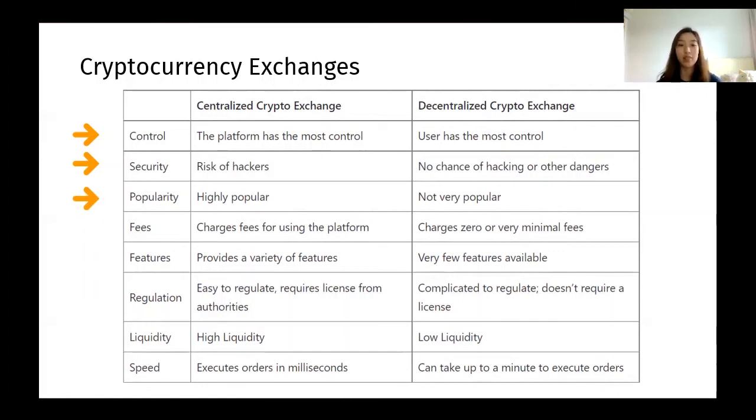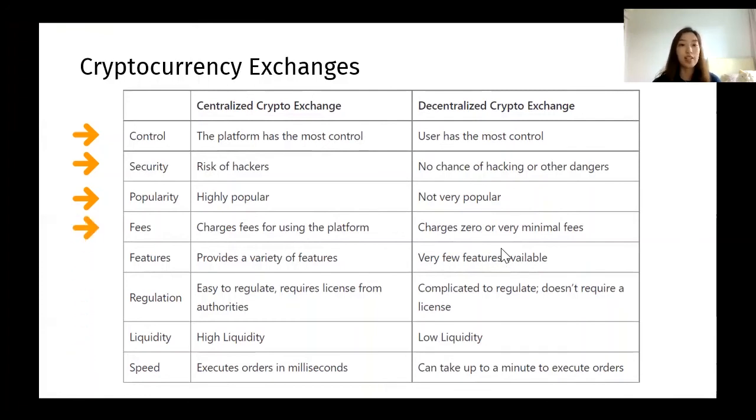Next, popularity. Currently, centralized crypto exchanges are more popular because they entered the market first. And even though decentralized exchanges have a peculiar advantage over their centralized counterparts in wallets and accounts, they are far behind in popularity. That's also because centralized exchanges offer better infrastructure and liquidity.